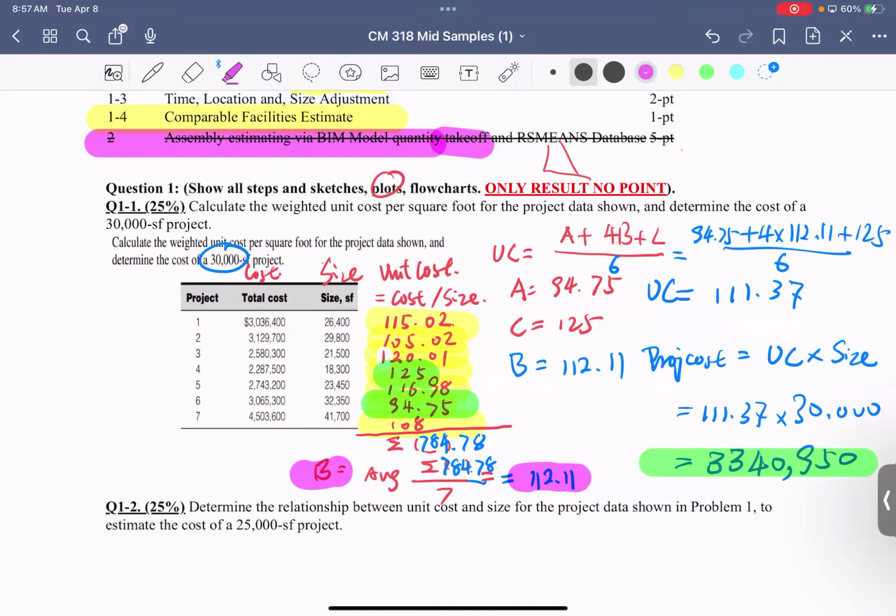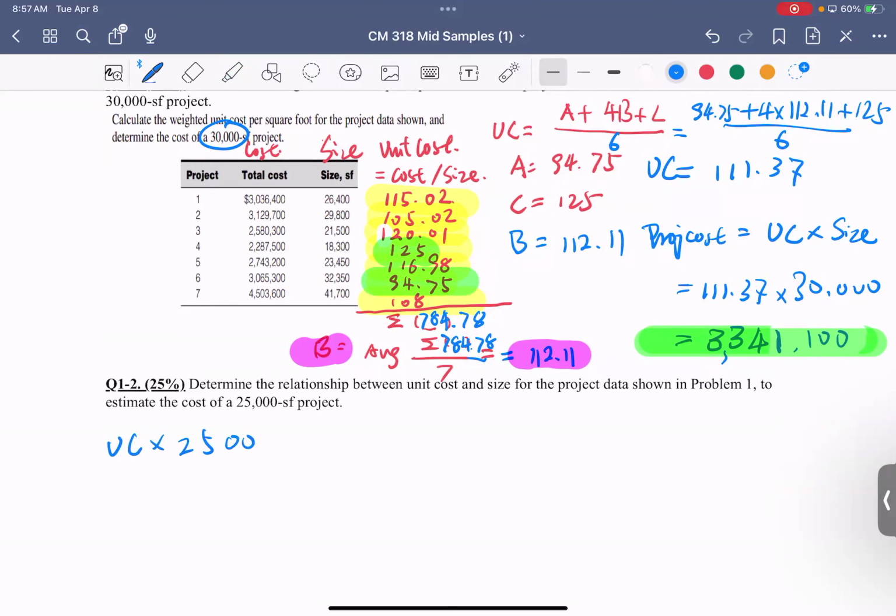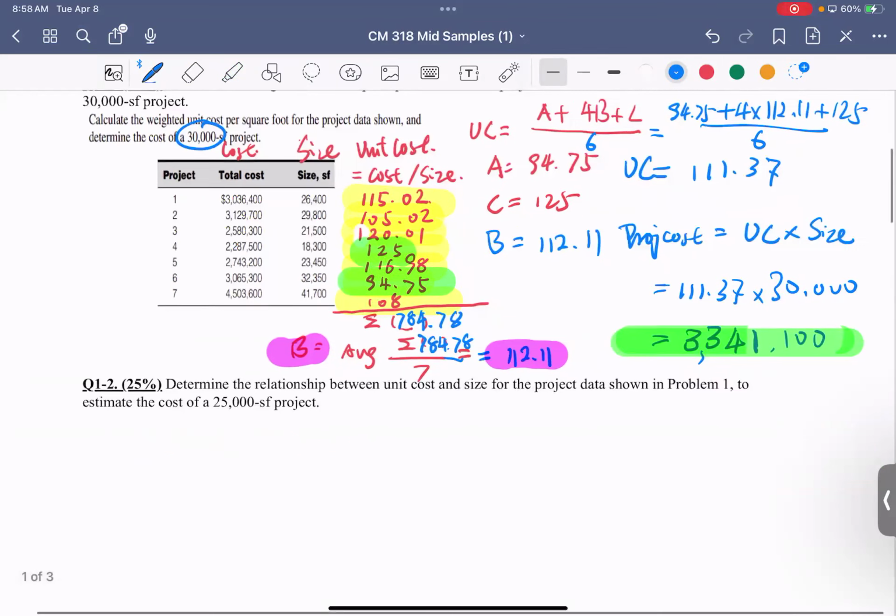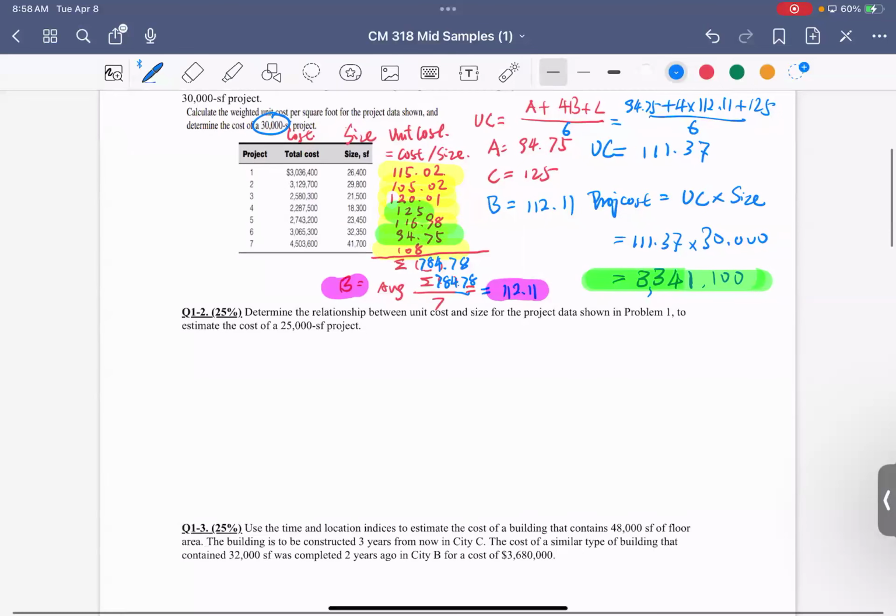So remember, we are going to use the question one table for question two, same as your assignment one. In the past, some students still kept using the UC times 25,000 to get the project cost. That is incorrect, okay? So we're not going to do this. For this one, we're going to do the plot. Make sure you have a plot for this one. And remember, the X here is the size, and the Y here is the unit cost, right?